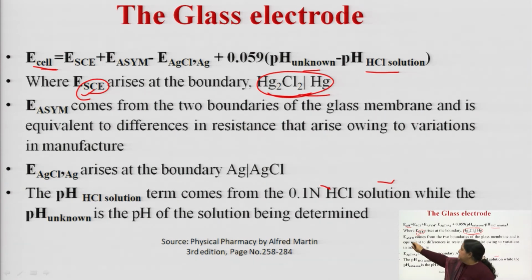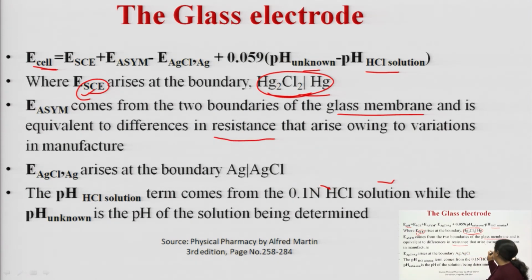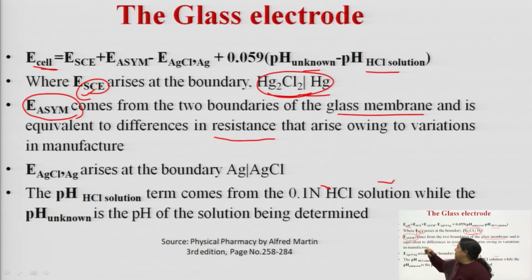Next we come to this E_ASYM, right. This comes from the two boundaries of the glass membrane and is equivalent to differences in resistance that arise owing to variations in manufacturing, right. We have two boundaries of the glass membrane in the glass electrode, and due to the resistance at these boundaries, which arises from manufacturing variations, this term is generated, which is known as E_ASYM, right.